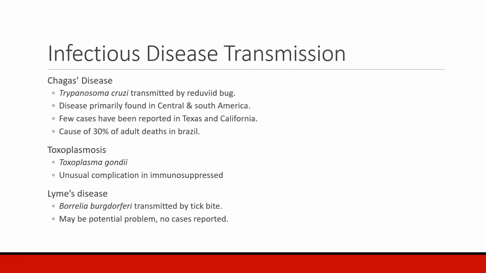The disease is primarily found in Central and South America. A few cases have been reported in Texas and California due to travel between the countries. It's the cause of 30% of adult deaths in Brazil, and that's because it infects the heart. And once the damage is severe, then unfortunately the person will die.